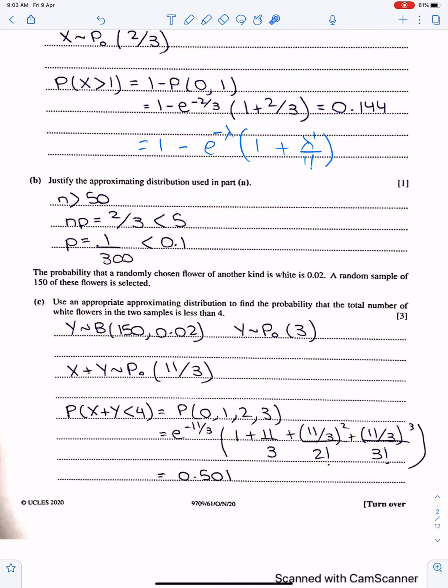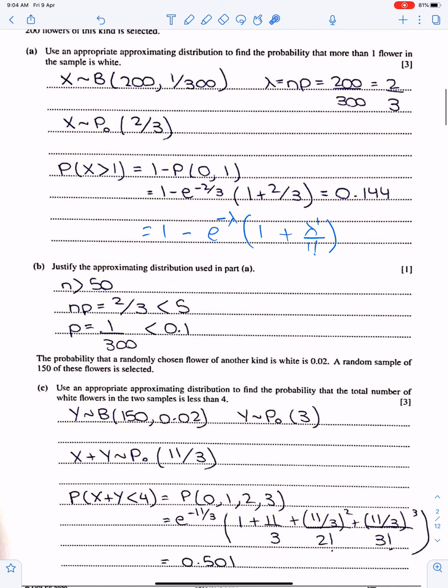If you want to take a screenshot of this solution, you can.